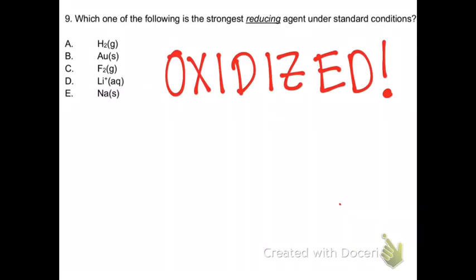So H2 can be oxidized. We can take H2 gas and give up 2 electrons to form 2 H+. And that has an E standard of oxidation of 0 volts. That's kind of the baseline in terms of our oxidation and reduction potentials. All right, so no, that's okay, but can we do better? Can we do better? Yes, we can.